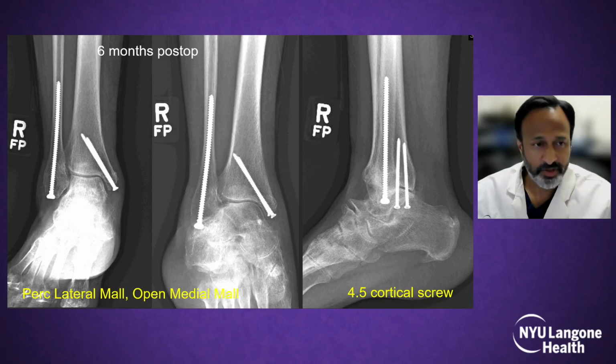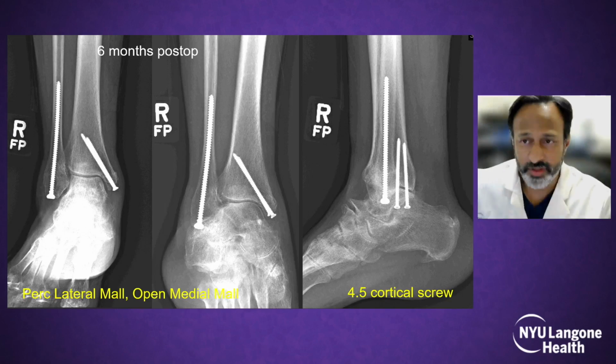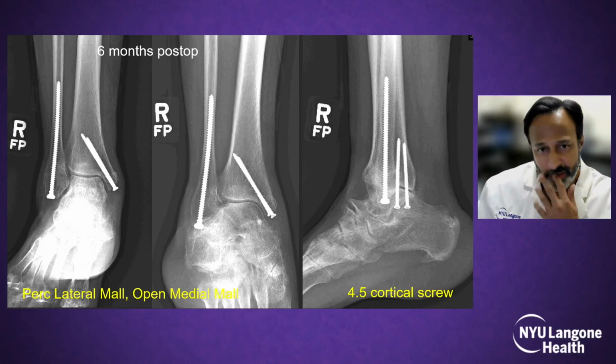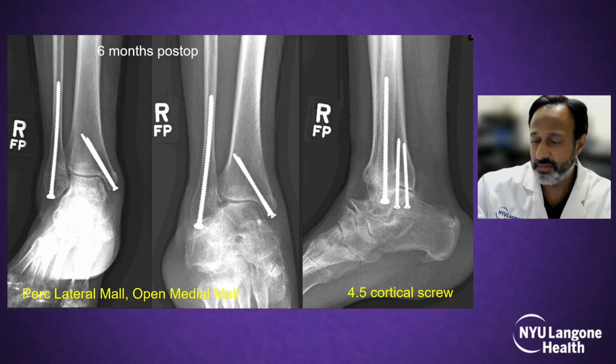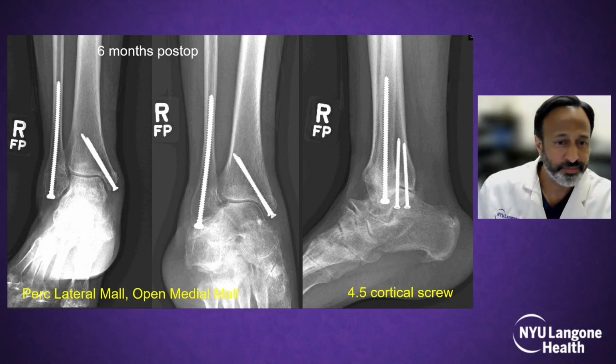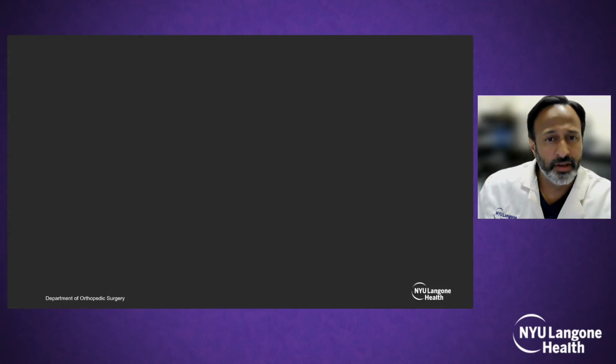And this is a patient 6 months postoperatively. The fibula is healed without any issues. The ankle mortise remains congruent and stable, and we've avoided any major incisions around the lateral aspect of the ankle.